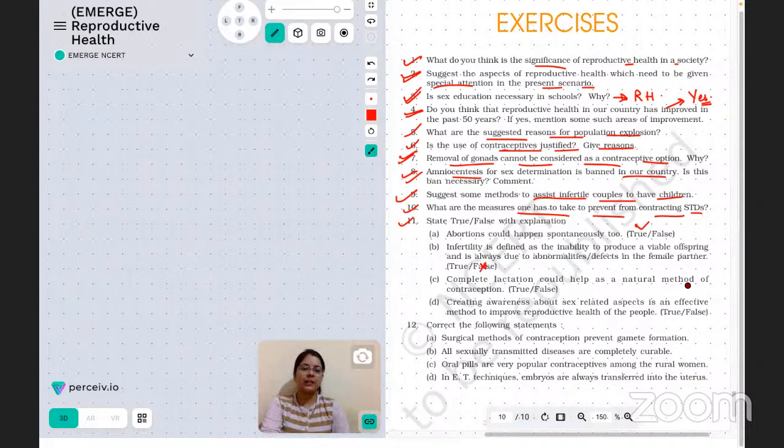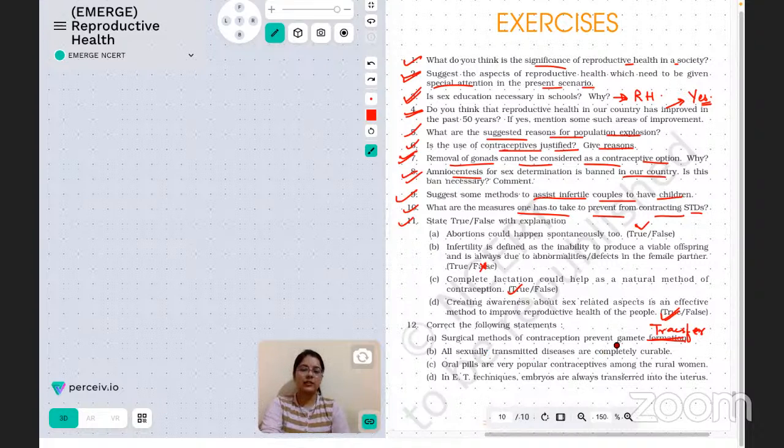Complete lactation could help as a natural method of contraception. True. बिल्कुल. जिसमें lactational amenorrhea का मैंने आपको बताया हुआ था. Creating awareness about sex-related aspects is an effective method to improve reproductive health of the people. True. ये भी हो जाएगा. ठीक है. Now correct the following statement. Surgical methods of contraception prevent gamete formation. Surgical methods of contraception gamete को prevent नहीं करते, वो gamete के transfer को prevent करते हैं. तो यहाँ पे formation नहीं होगा, यहाँ पे transfer हो जाएगा. ठीक है.